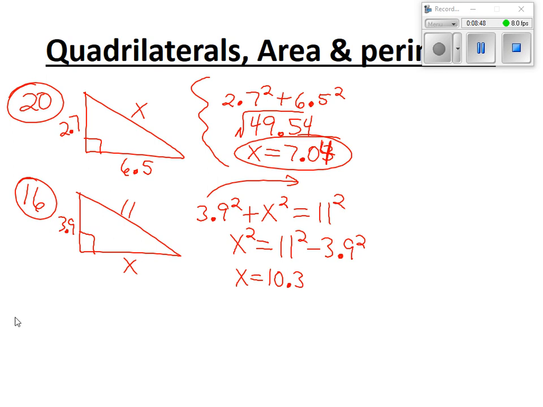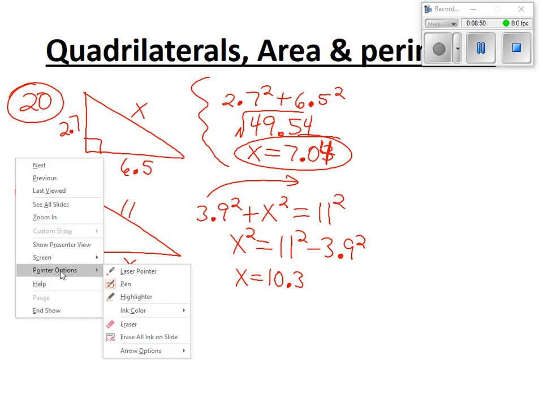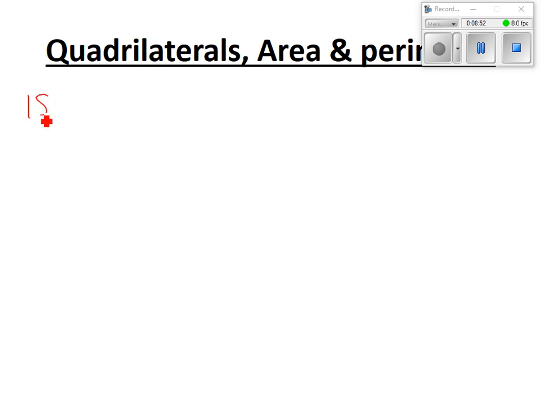Do you want to do 18? Without me drawing the picture, let's just set it up. Do we know what the legs are? 9.7 squared. What's the other leg? We need to find that. So what is it? x squared equals, what's the hypotenuse? 13.3.